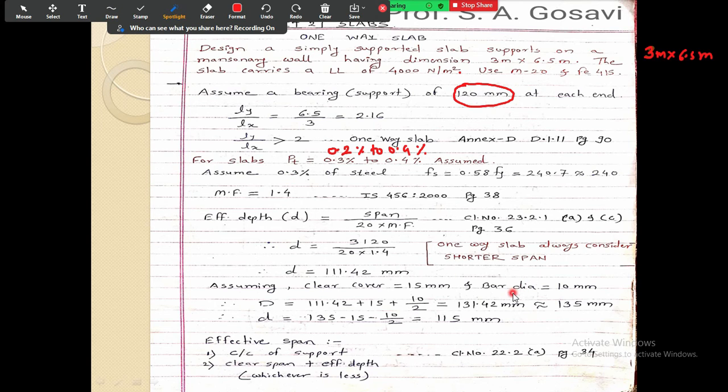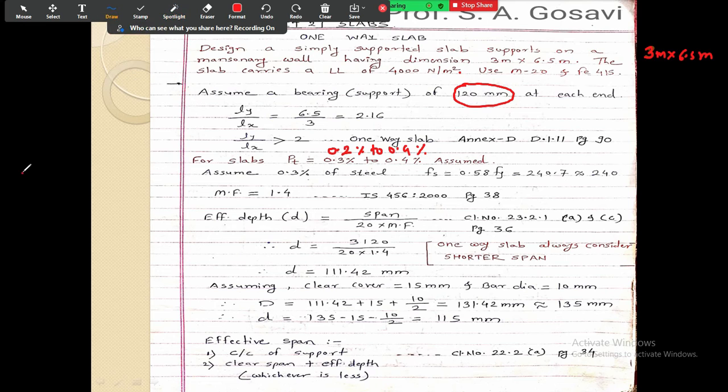Now, in between these values, 0.2% to 0.4%, you can consider the percentage of steel. So here 0.3% of steel is assumed, 0.33% of steel is assumed, and this Fs is equal to 0.58 Fy. This formula is given in the IS code on page number 38.